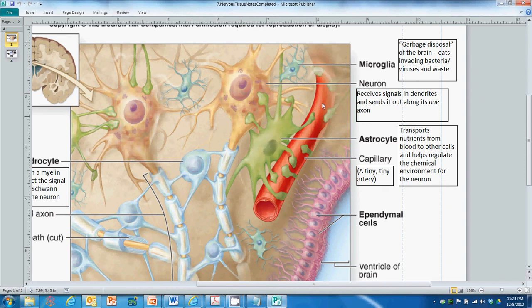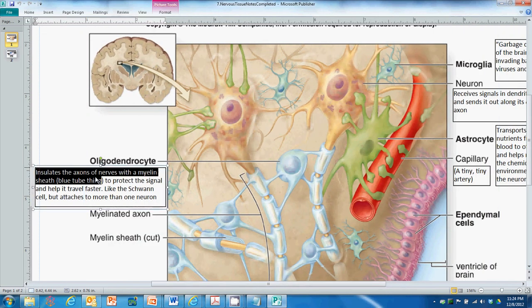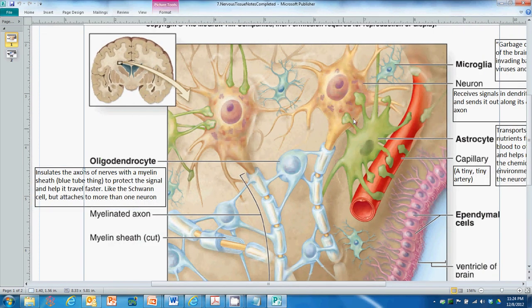Astrocyte transports nutrients from the blood to the neuron and helps regulate the chemical environment so the neuron works really well. The oligodendrocyte protects the signal on the axon, and again the neuron will send the signal out.